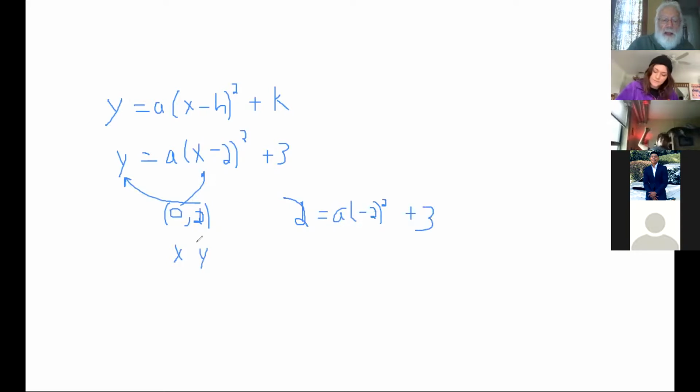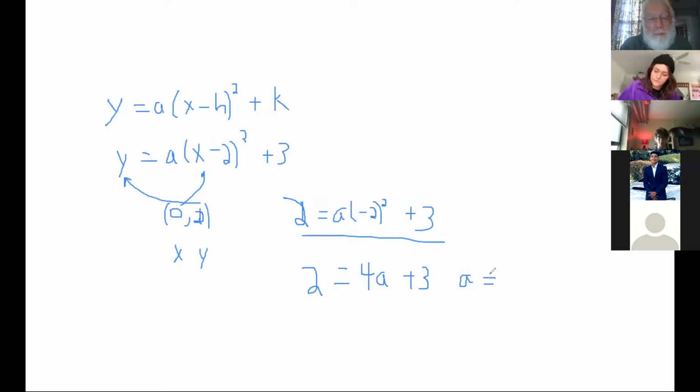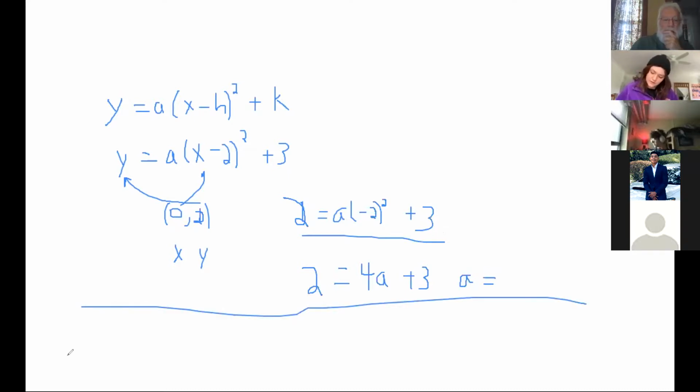So now I plug those points in and I get 0 minus 2, which is minus 2. See how I got that? Yeah. Okay. And can I solve for A here? It's the only variable, I think. Yeah. So I write it out, I get 2, I square minus 2, I get 4. And now I can solve for A. I think I got A is minus 1/4.